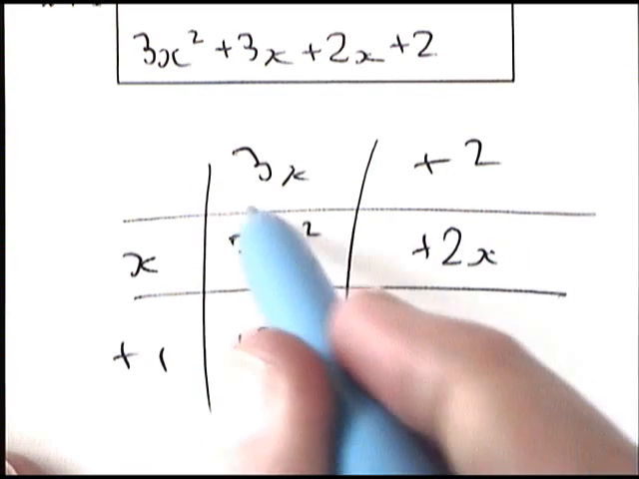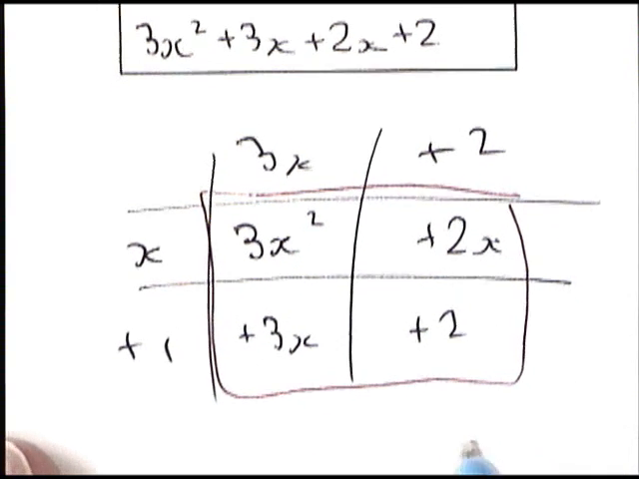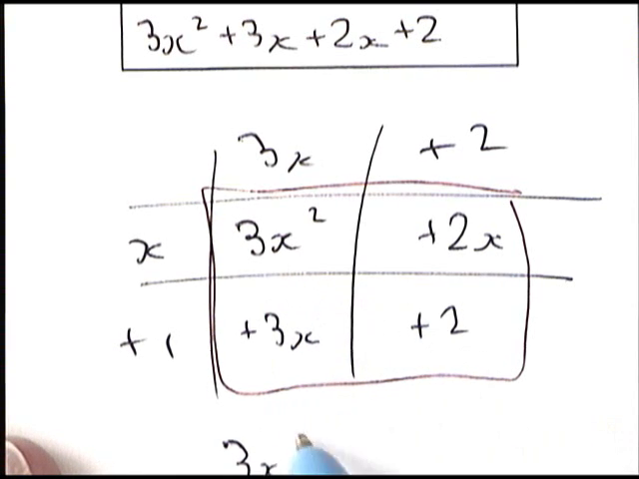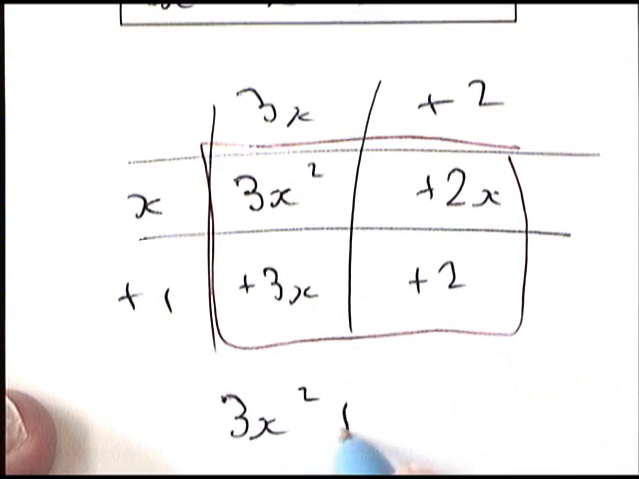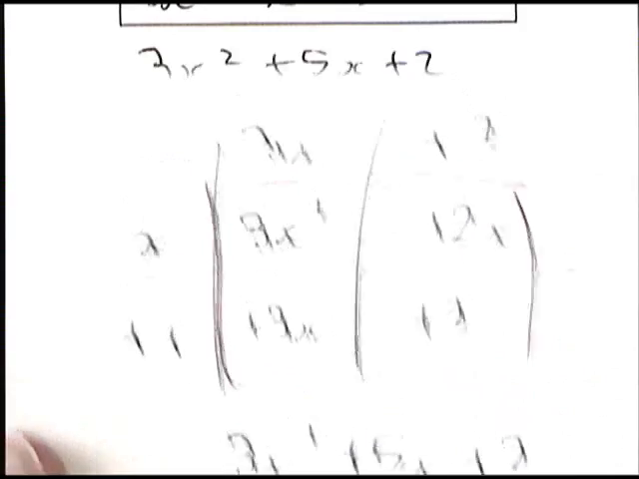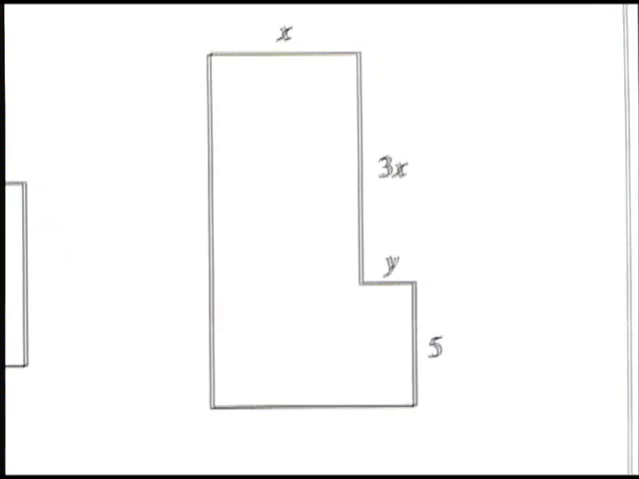Now all the bits you've written down inside this table, all of those four, just write those down together, joining the bits up if you can. I've got 3x squared, I've got plus 2x and plus 3x, which altogether makes plus 5x, and I've got the plus 2. Either way, we end up with the same thing. We've got the area of that shape. So now we need to find the area of the second shape.